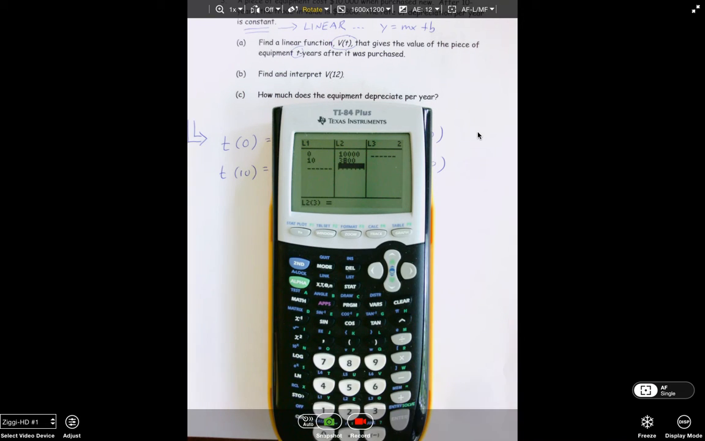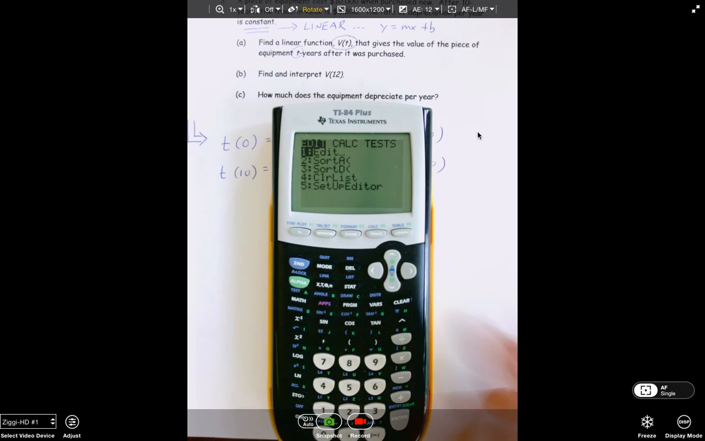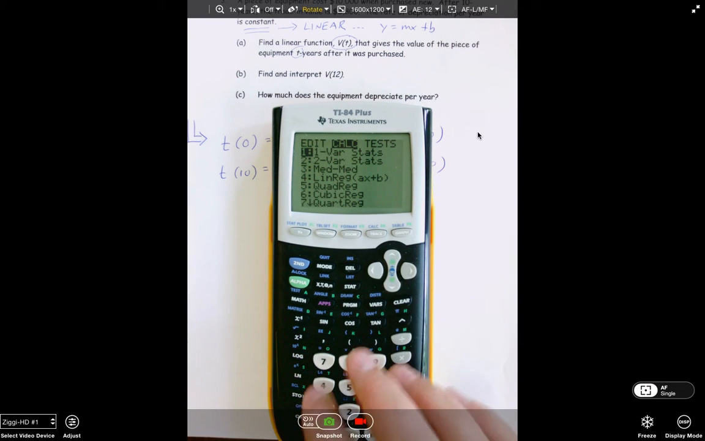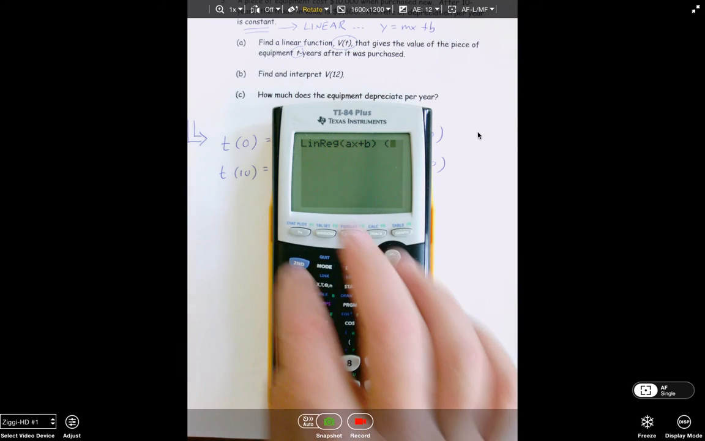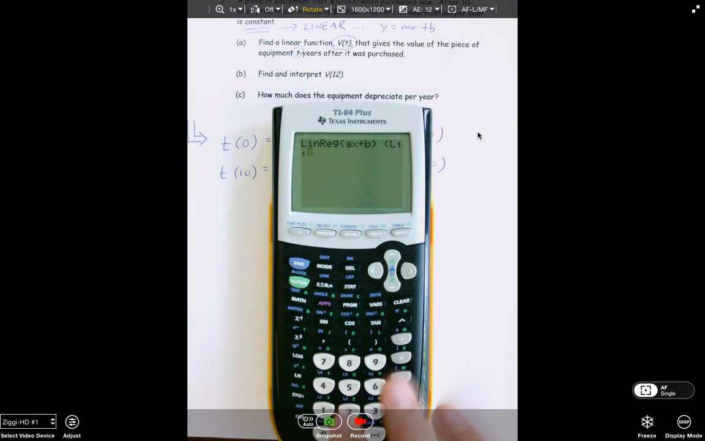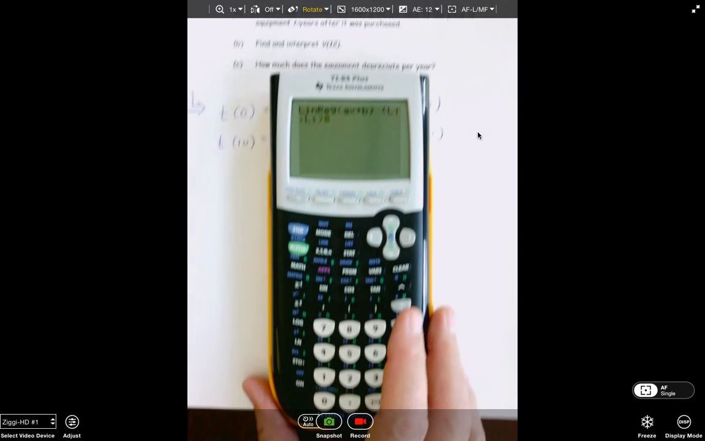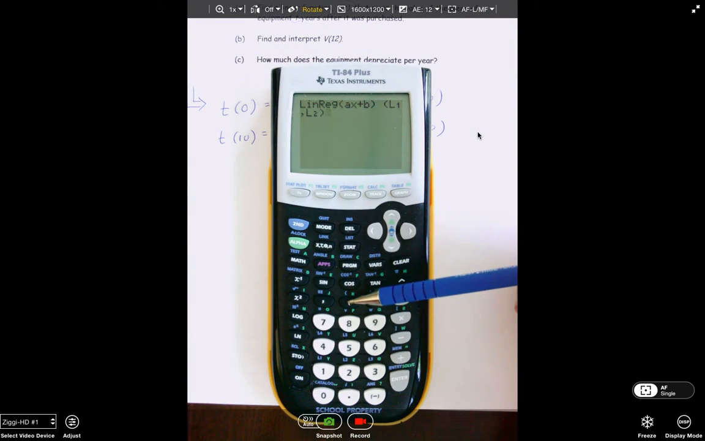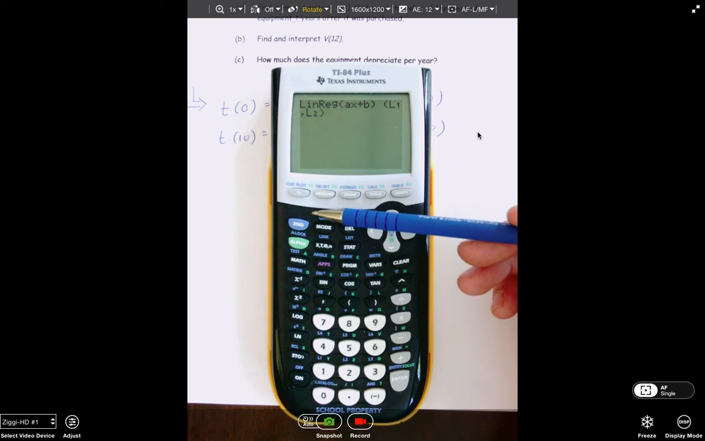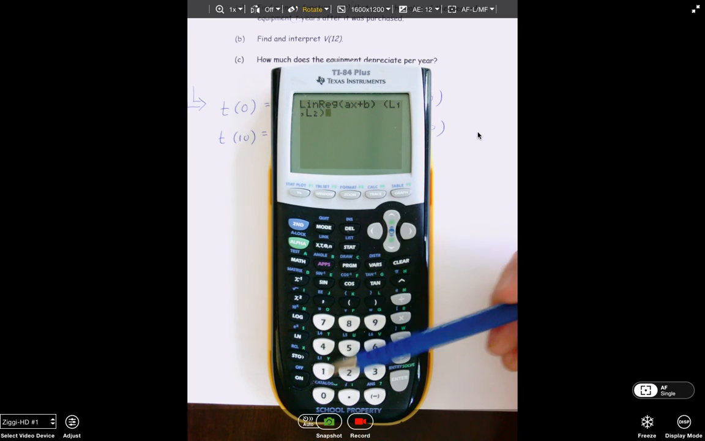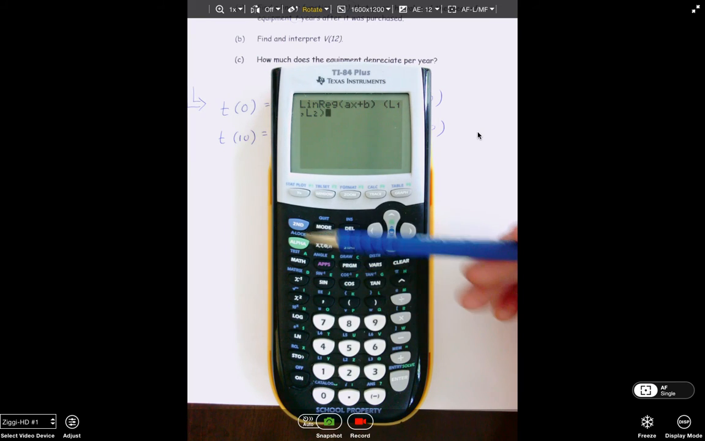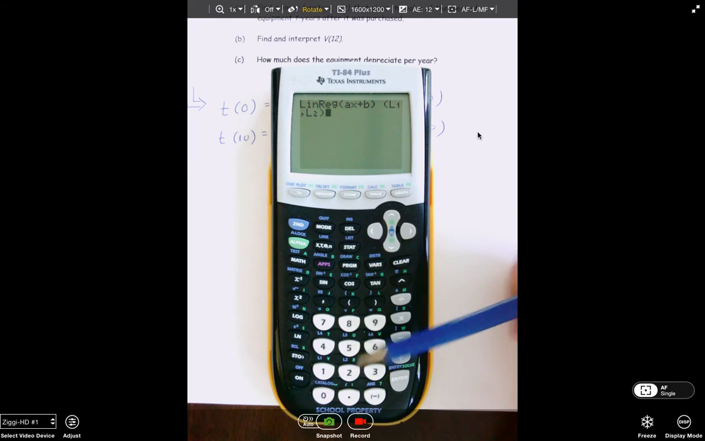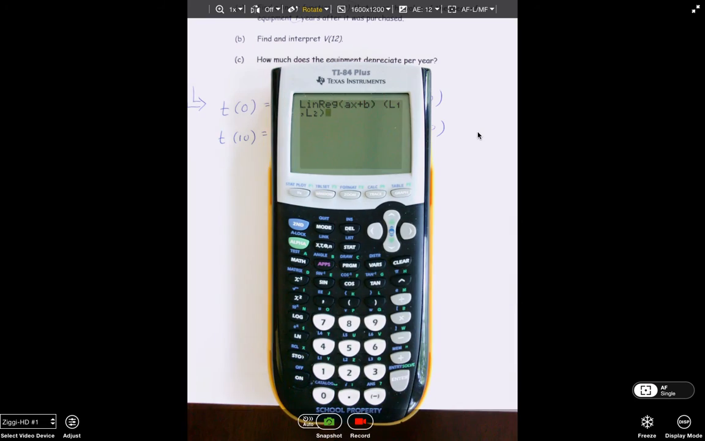All right, what do we do next? Second, quit. What do we do next? Stat. Go over to calc. Go down to number 4. Left parentheses, blue 1, comma, blue 2, right parentheses. That was too fast for you. Left parentheses, blue 1, comma, blue 2, right parentheses. All right?